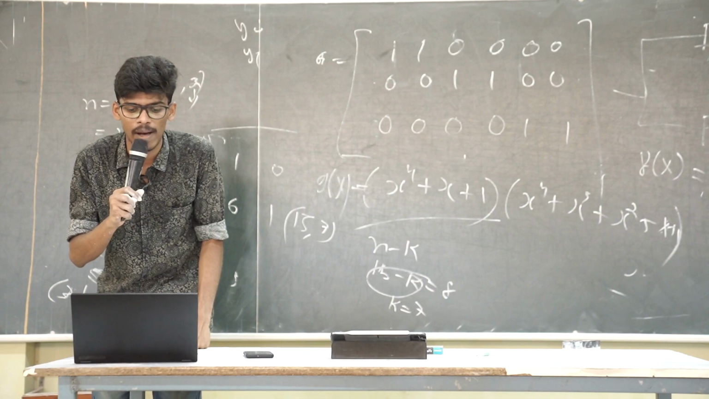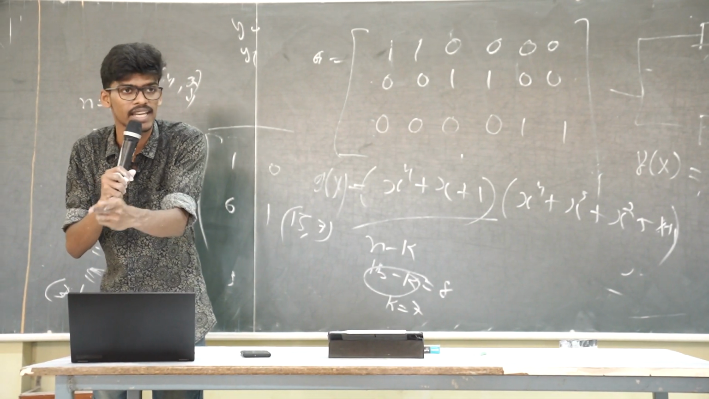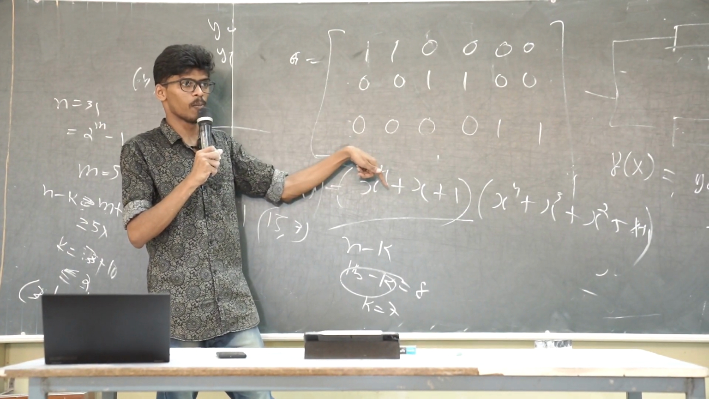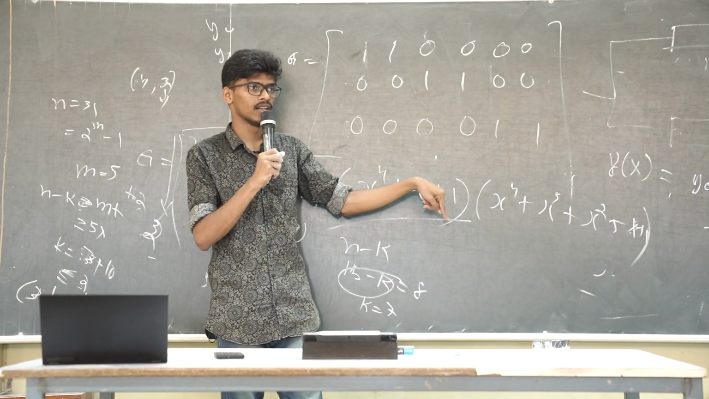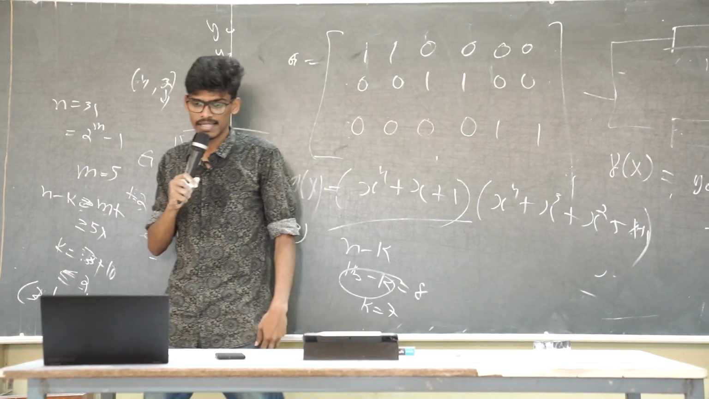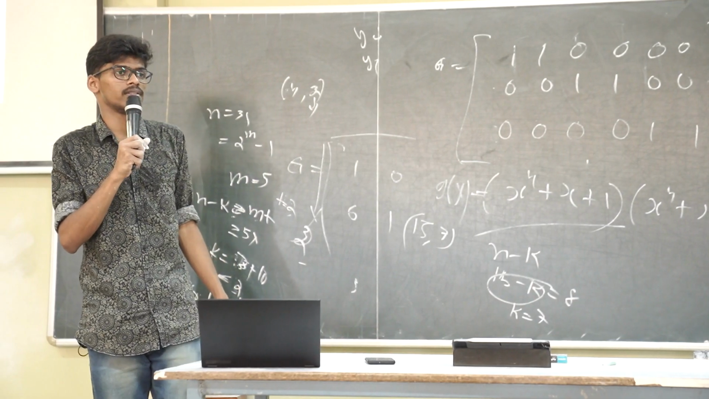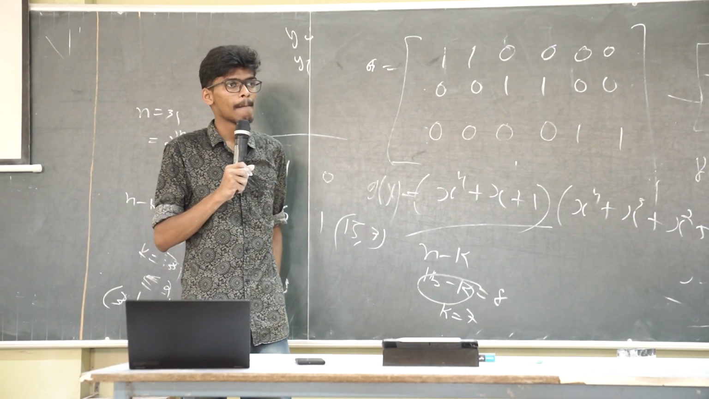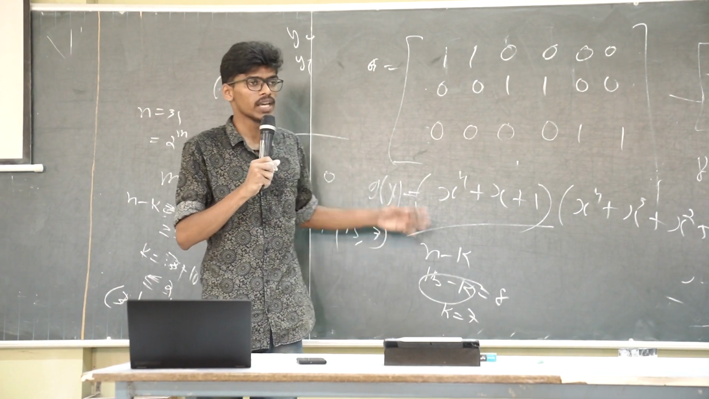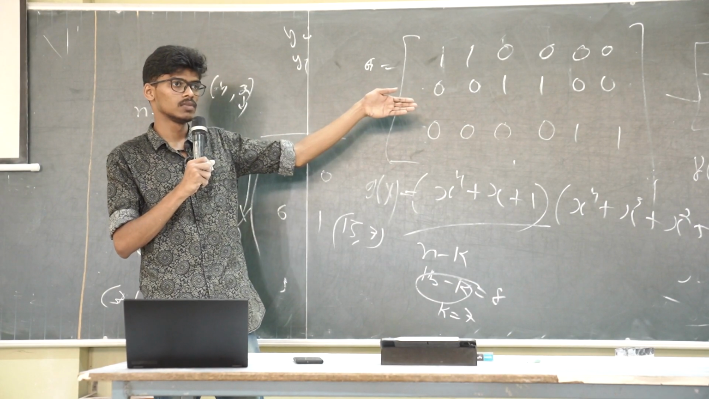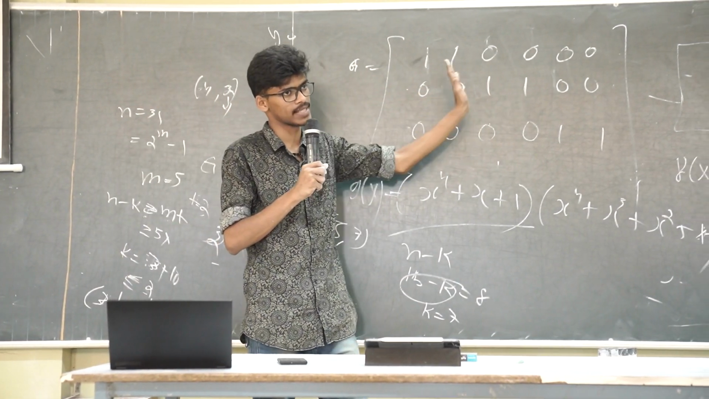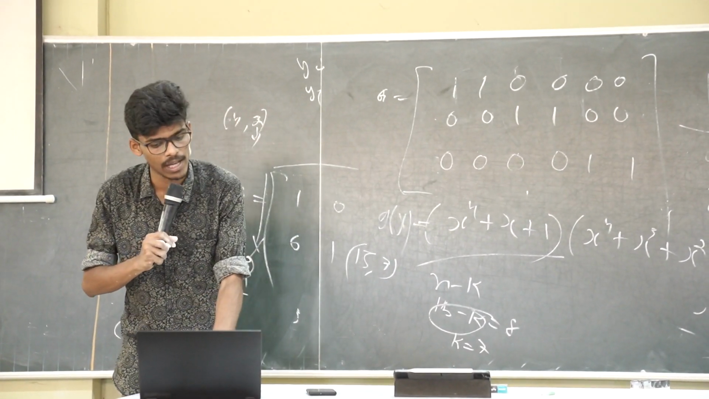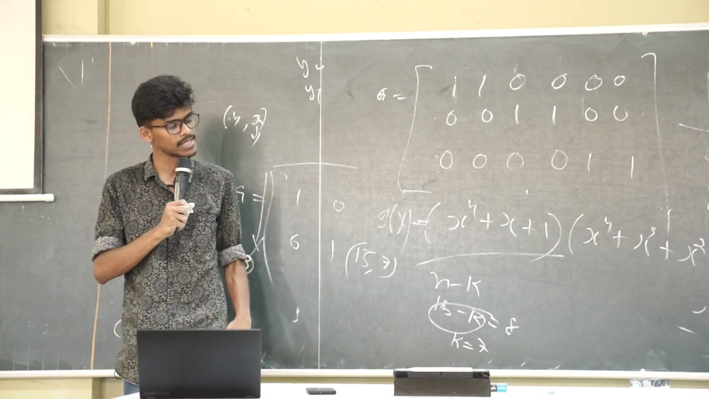Then how many survivor paths would exist after each stage? At the first stage, how many paths are there? 2 paths. Next stage, how many paths are there? 4 paths. That is what they are asking. You understand? Given the constraint length of the code, you have to count for each stage. The first stage this many, the second stage this many. Just how many survivor paths would exist for each stage? Don't add anything. For each stage, how many are there?